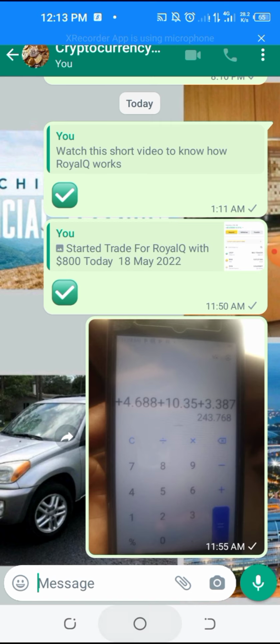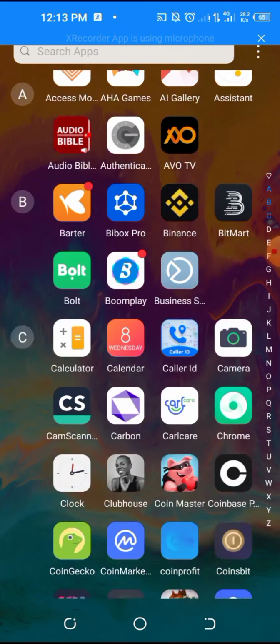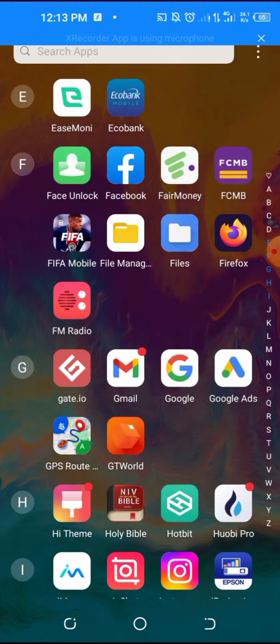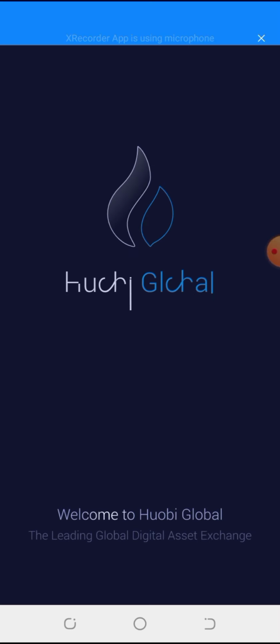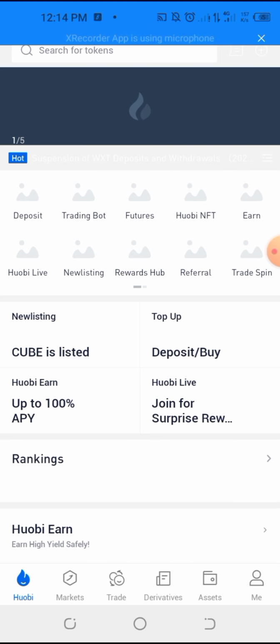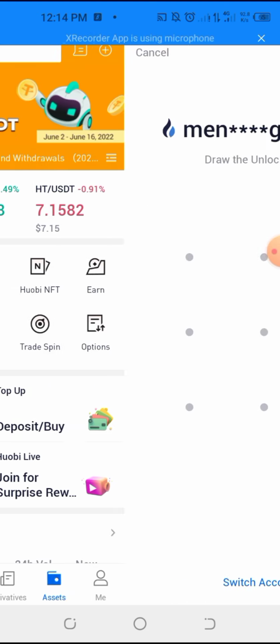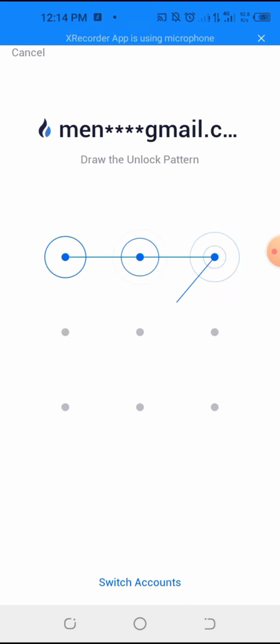Now, I also have a capital that I'm using to trade in my Wobi, because those are the two exchanges that I use for trading. I've not even done the calculation for that. It's also making money for me, because the RoyalQ app works on 3 exchanges. You can see here.